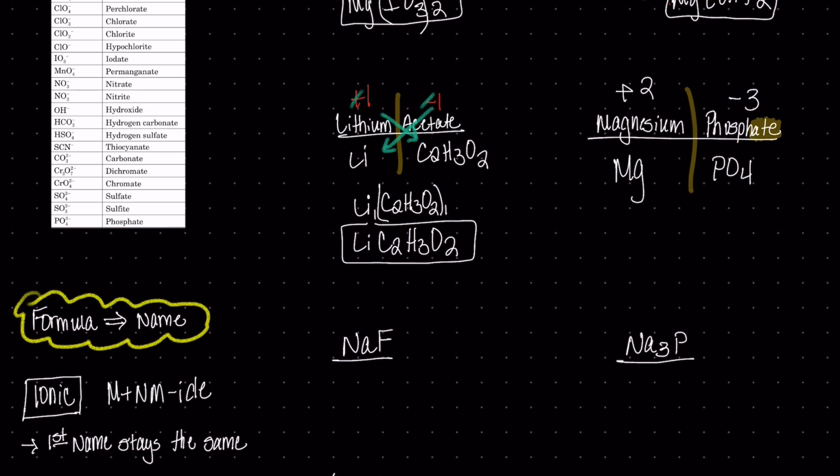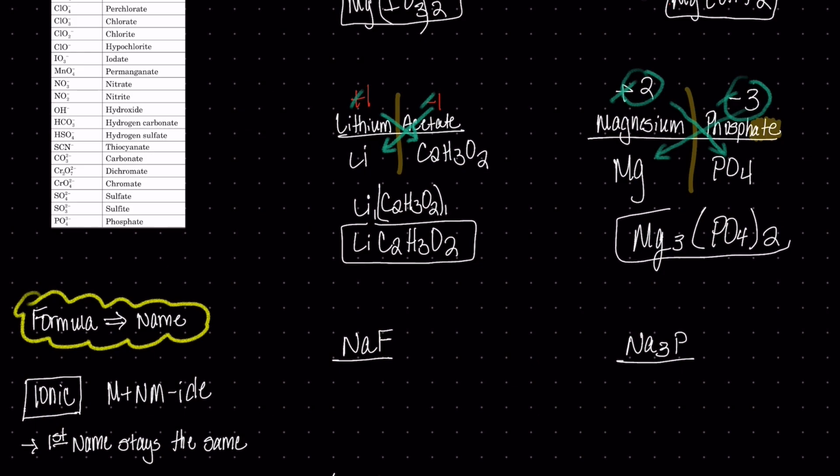Drop those charges and swap those numbers. But now I got a 3 coming here to Mg and this 2 coming here to PO4. So I got to remember those parentheses, especially when we have more than one package of phosphate used to balance out that chemical formula. And the whole goal of this bonding is to maintain a 0 charge. That's why we're doing these bonds, to maintain a stable configuration.